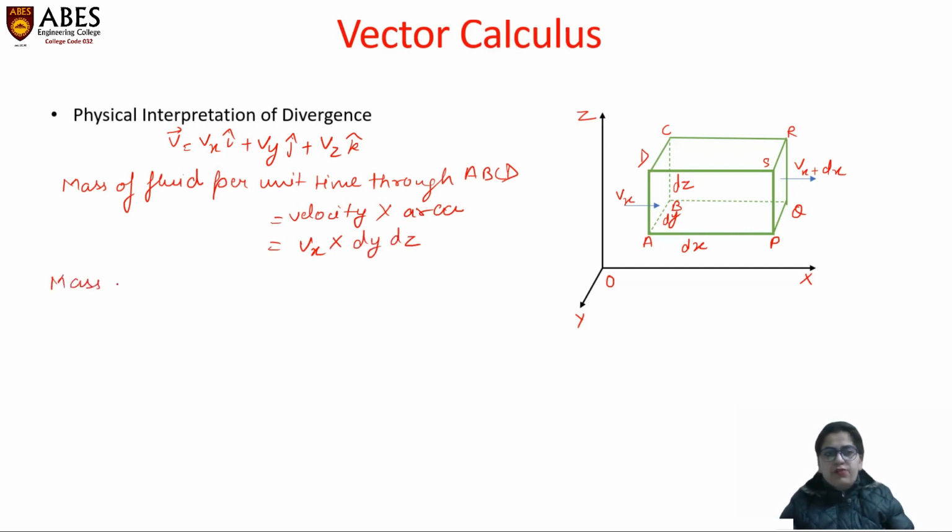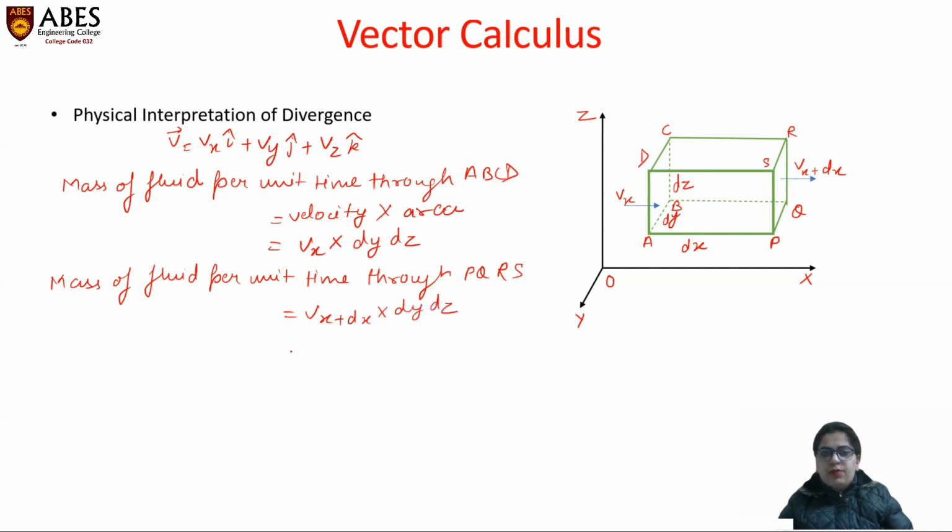Similarly, the mass of fluid per unit time through PQRS will be obtained again by multiplying the velocity component by the area. And this velocity component can be expanded with the help of the Taylor series. We are expanding it using Taylor's theorem.